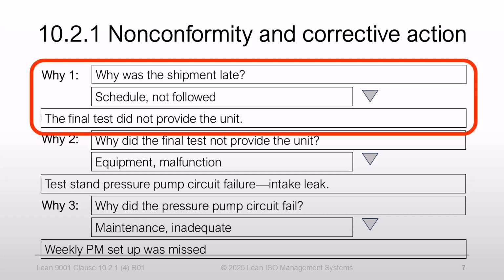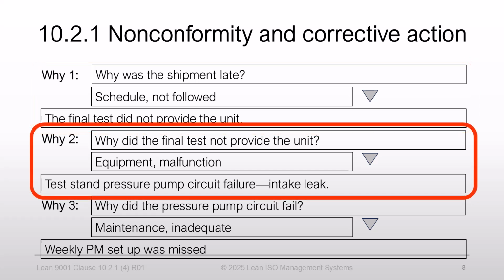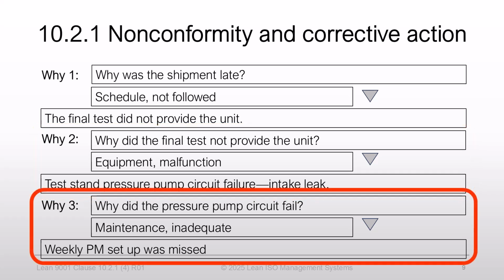Why 1? Why was the shipment late? The root cause selected from the drop-down menu: Schedule, not followed. Comment: The final test did not provide the unit. Why 2? Why didn't the final test provide the unit? Root cause selected: Equipment malfunction. Comment: Test stand pressure pump circuit failure. Intake leak.